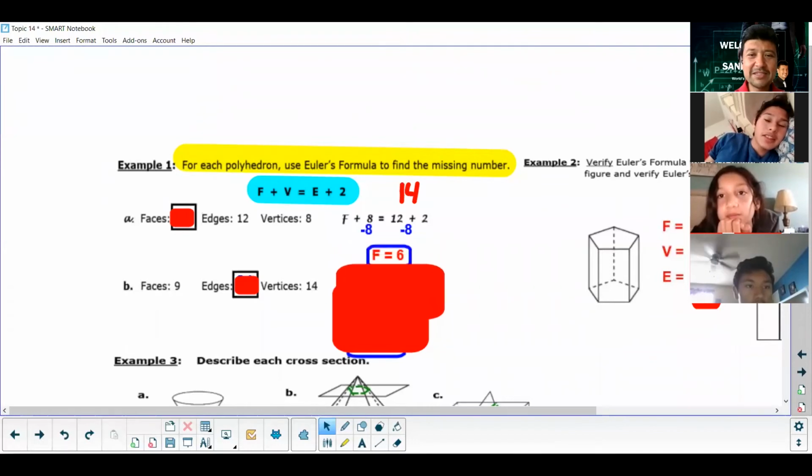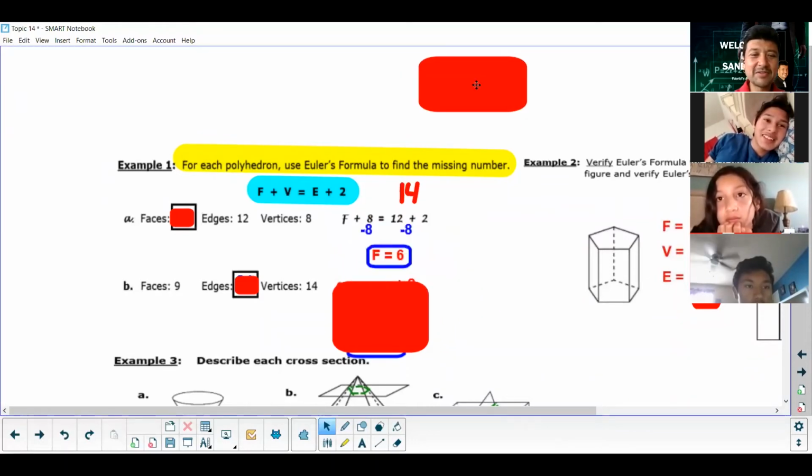Yeah, it should be 6. Exactly. So as a result, that solution is 6. All right, so let's do the next one. Lead me through. How do I solve B?